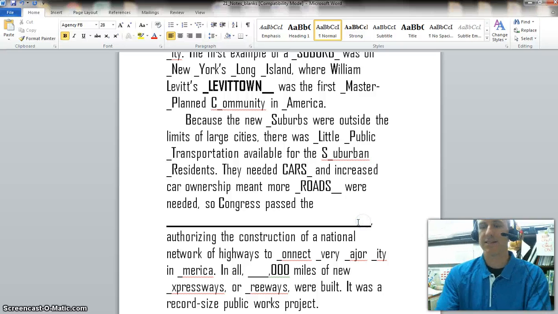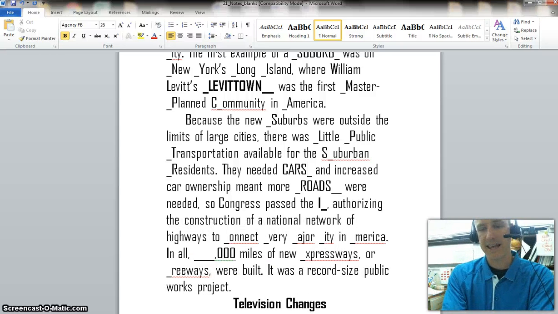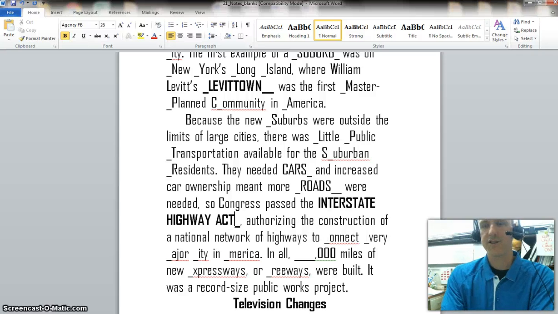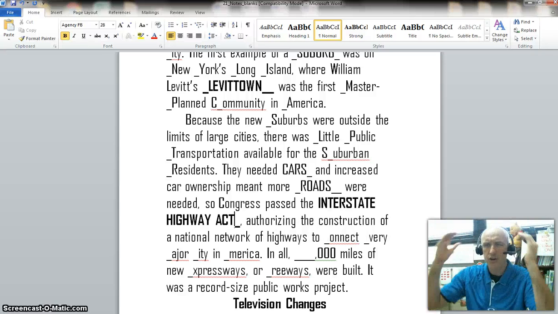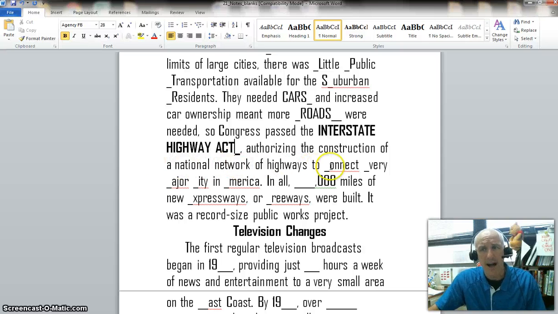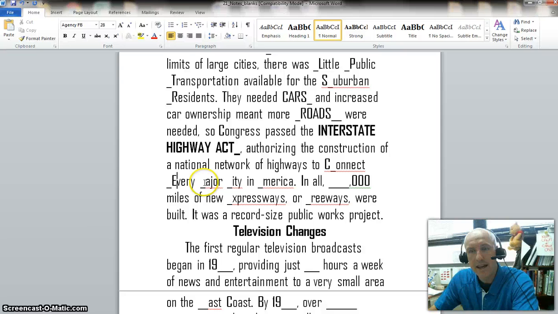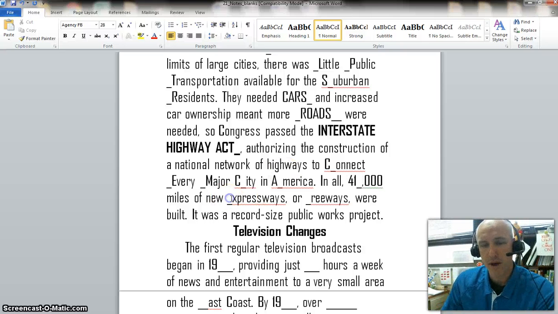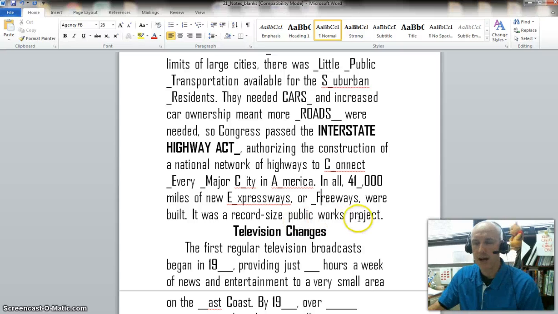So Congress is going to pass, check this out, this is going to be huge, the Interstate Highway Act. They call it Eisenhower's Interstate Highway Act. The president at the time was President Eisenhower, authorizing the construction of a national network of highways to connect every major city in America. In all, guess how many miles of road were built? I don't think we could do it today because of all the regulations. 41,000 miles of new expressways, freeways, interstates, you name it, were built. It was a record-sized public works project. I think Eisenhower did good building the Interstate Highway Act.